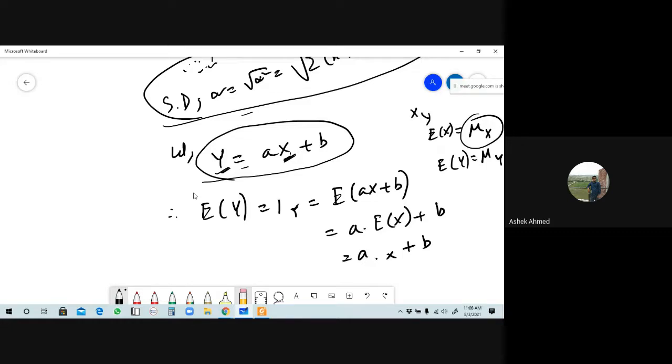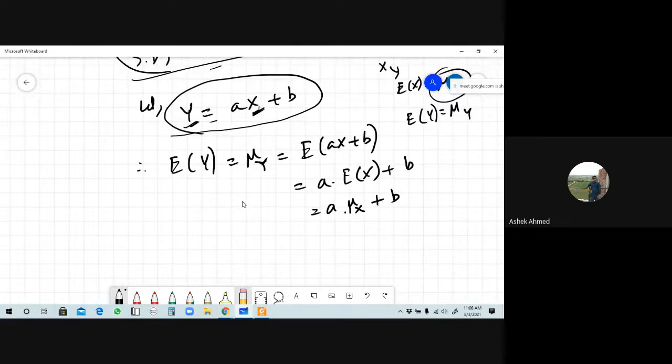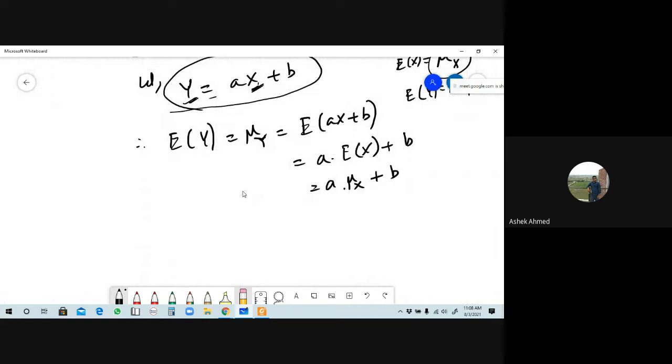That will be mu here. Okay, so this will be here also mu here. Understand? Now we will discuss the variance of this. If we want to write the variance of y, that will be sigma suffix y square. This is the variance of y.